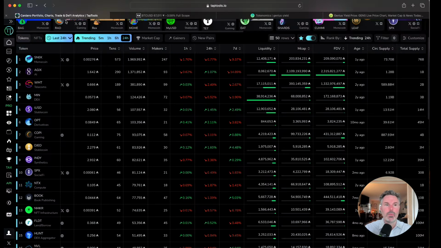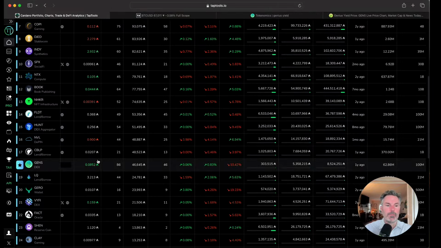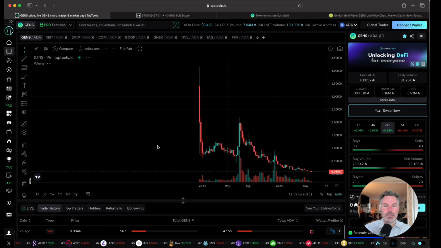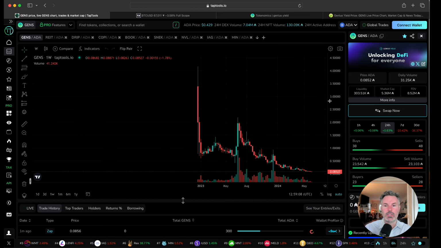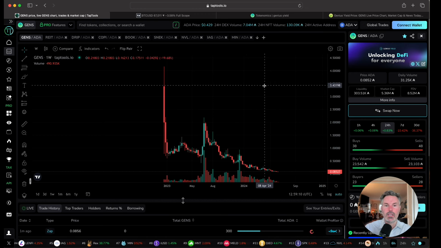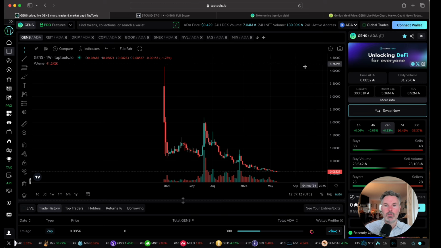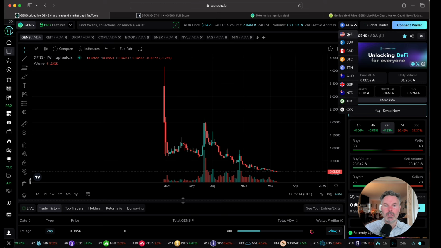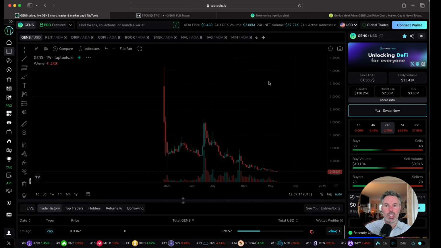Okay, so if we go back to the Cardano TapTools aggregator here, we click Genius Yield. Look at the chart; it's just dropping constantly. Okay, let me see if we go to USD, will it actually switch it up?